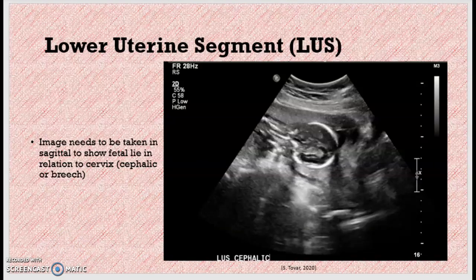Next is the lower uterine segment, which can be annotated LUS. This image needs to be taken in sagittal to show fetal lie in relation to cervix. This could be cephalic or breech depending on the baby's lie. So here's a little bit of amniotic fluid here, the uterine wall, baby's head, and baby's body. And then here we have it labeled LUS cephalic since baby's head is towards mom's cervix.